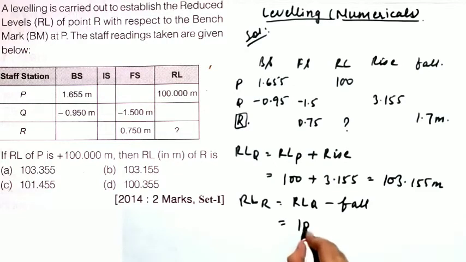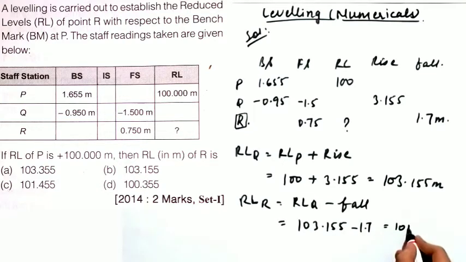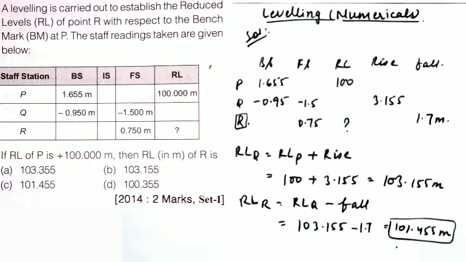So this is 103.155, and what is the fall? It is 1.7 meters. So final RL will turn out to be 101.455 meters. So this is the required RL, and you can trace this particular option in option number C.